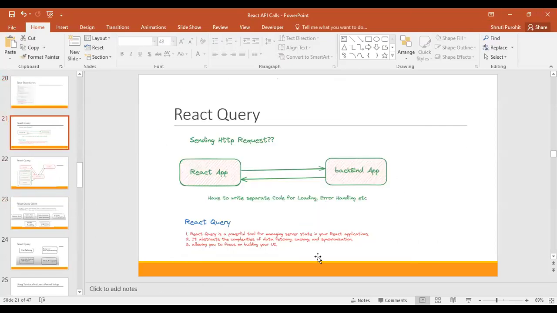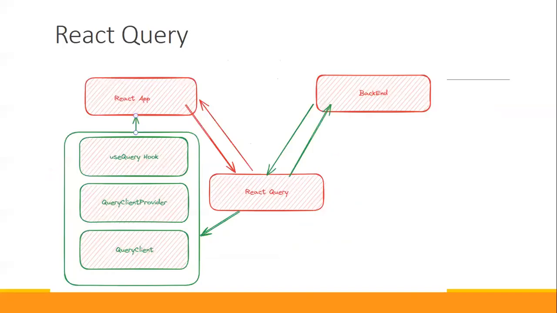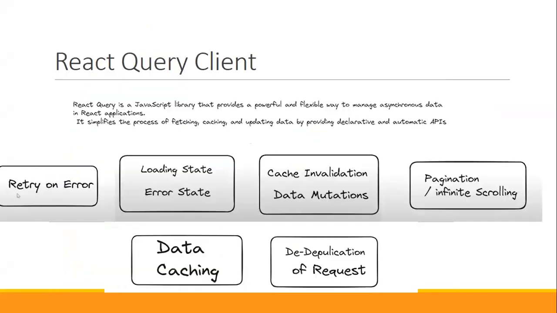So all these things are normally the snippets and the diagrams we have already seen. Now React Query is nothing but a JavaScript library that provides a powerful and flexible way to manage asynchronous data in a React application. It simplifies the process of fetching, caching, and updating data by providing declarative and automatic APIs. So the features are available, you just need to call them, and you just need to decide what features you want as per your requirement.